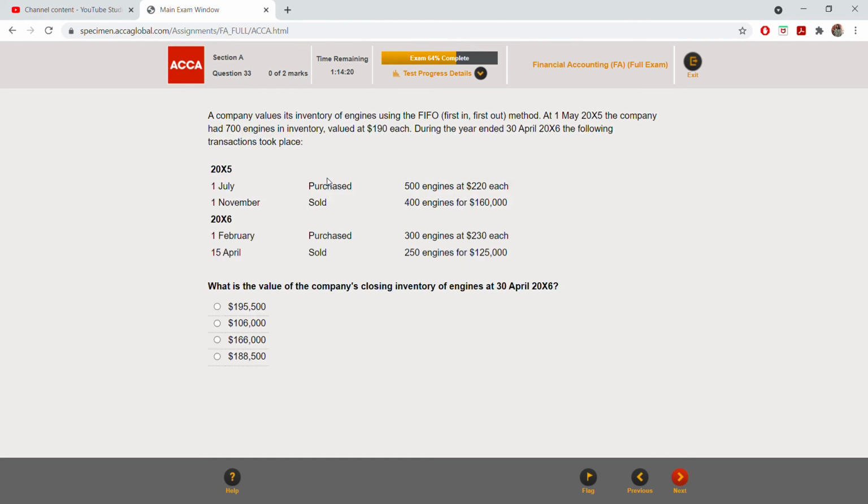Next. A company values its inventory of engines using FIFO. The company had 700 engines in inventory, valued at 190 each during the year. This transaction they have given. What is the company's closing inventory? Basically, this is a valuation of stock using the FIFO method. You have to know that. So starting with your 700. So it will be what?